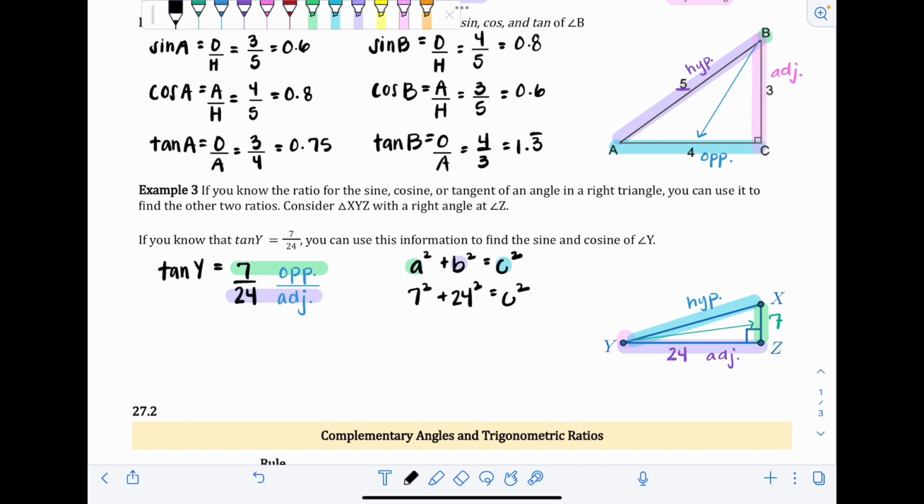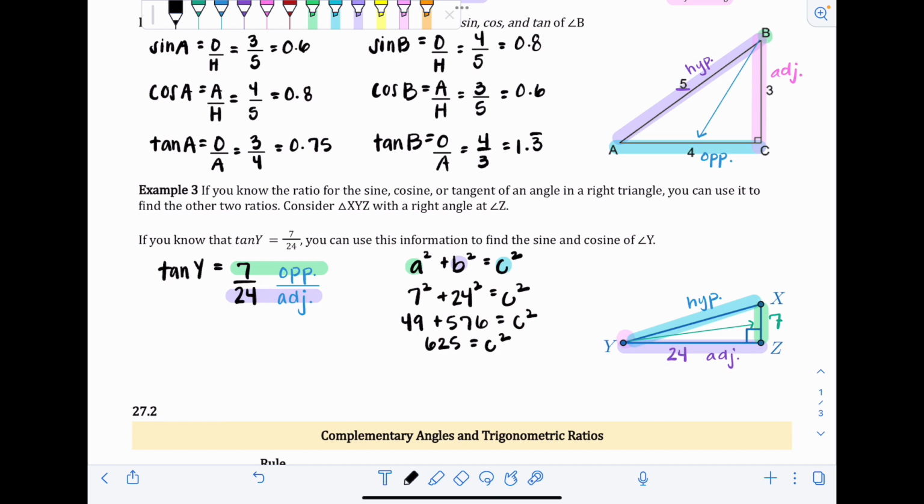We have to square both numbers first before adding them together. We couldn't add them first and then square them. Think order of operations, exponents before addition. So 7 squared is 49. And then 24 squared is 576. And then that's equal to c squared. And then 49 plus 576 is 625. It's equal to c squared.